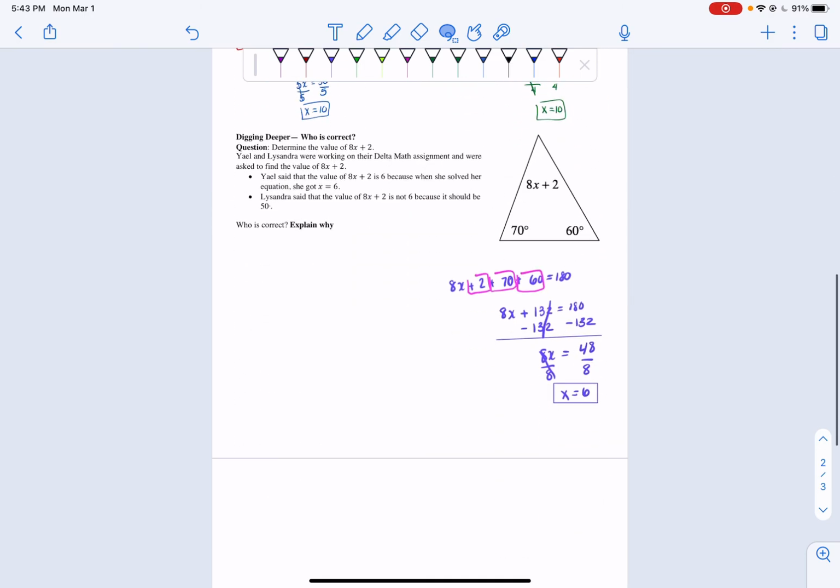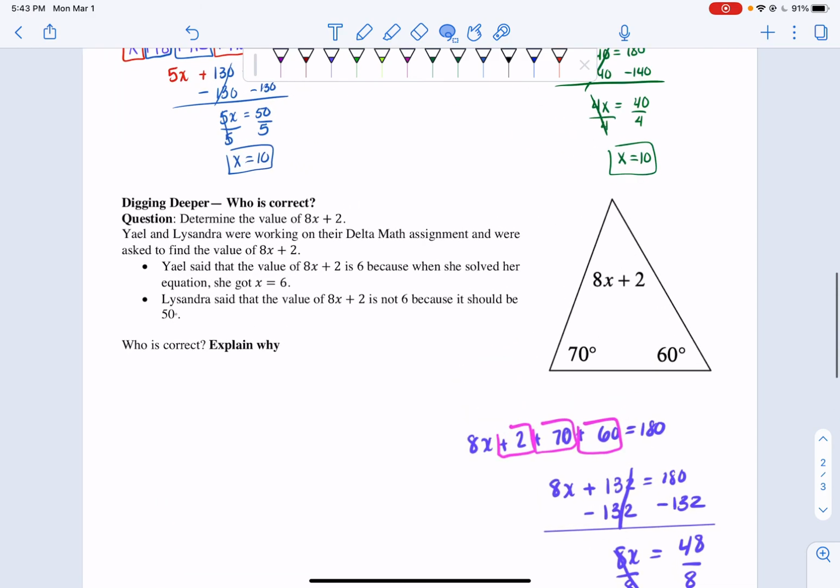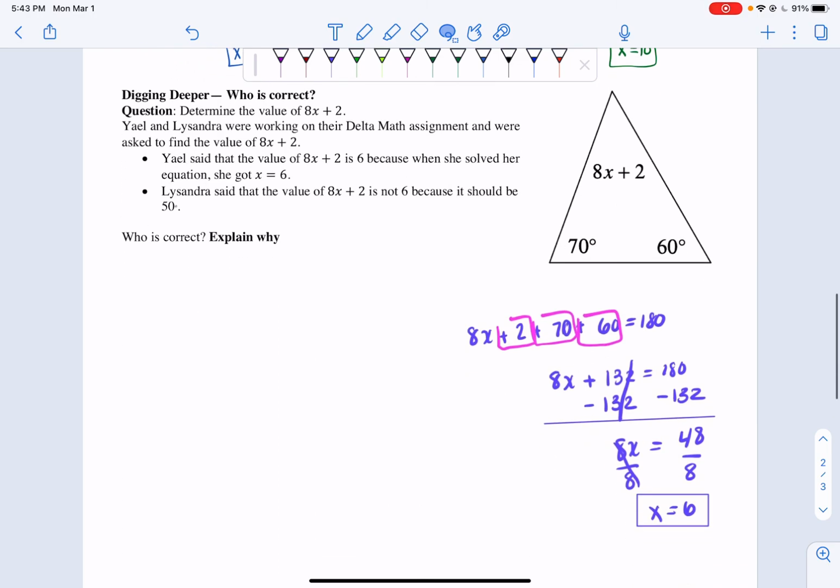Good. Okay, digging deeper. Who is correct? The question for Jael and Lysandra was to determine the value of 8x plus 2. So Jael and Lysandra are working on their Delta Math assignment and were asked to find the value of 8x plus 2. Jael said the value of 8x plus 2 is 6 because when she solved her equation, she got x equals 6. Lysandra said the value of 8x plus 2 is not 6 because it should be 50. Who is correct? Explain why.